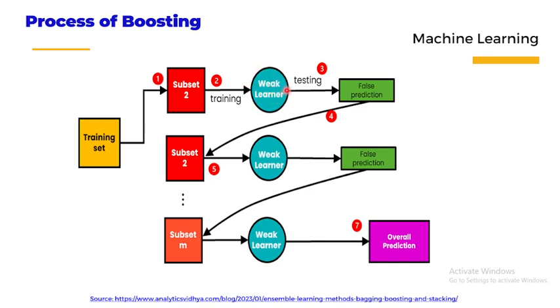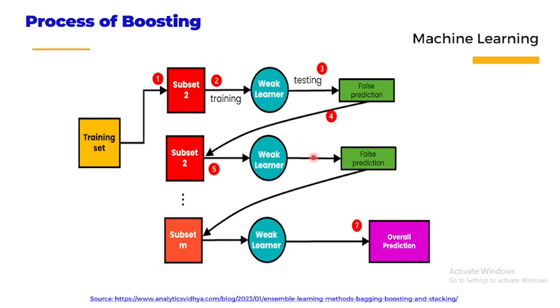Then we test the trained weak learner using our test data set, and as a result of that testing, some data points will be incorrectly predicted, or some false predictions will be there. Each data point with a wrong prediction is sent into the second subset of data, and this second subset of data is updated, and again it is passed to the next weak learner, that is decision tree 2.